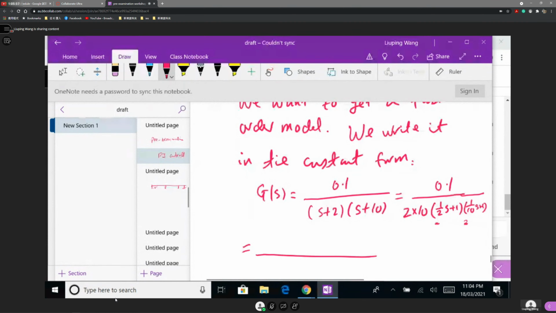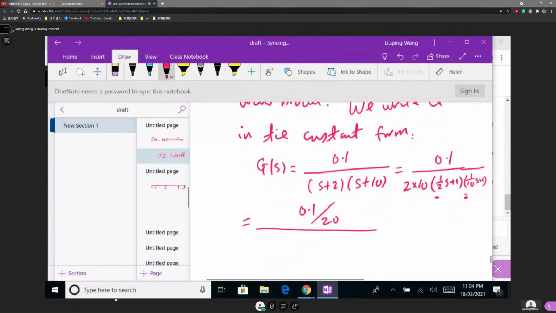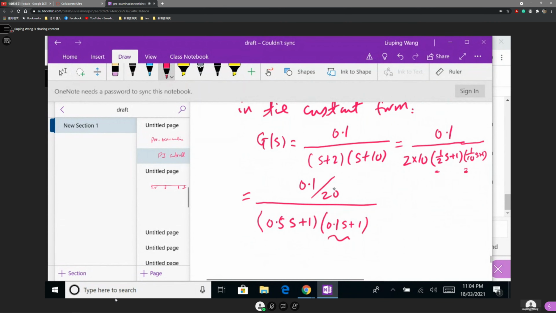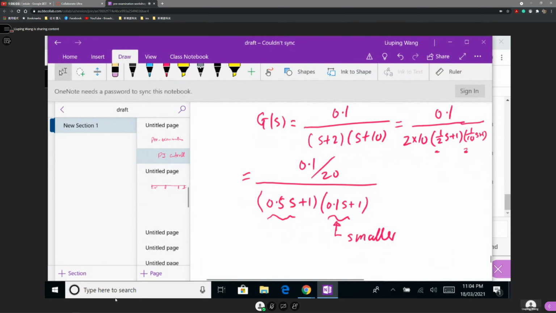All right. So this is equal to what? Equal to 0.1 divided by 20, right? And so here is 0.5 s plus 1, and then here is 0.1 s plus 1, right? So this is smaller. This is smaller, right? So this guy is smaller.